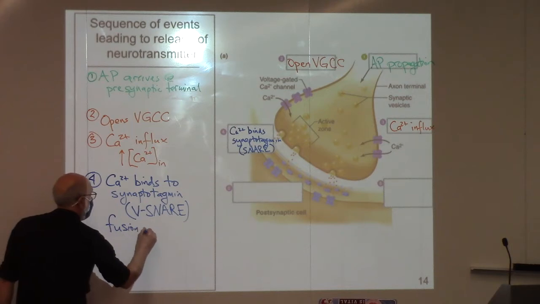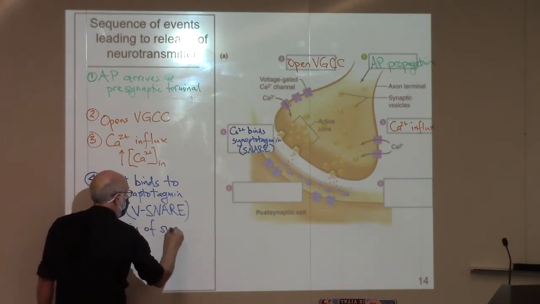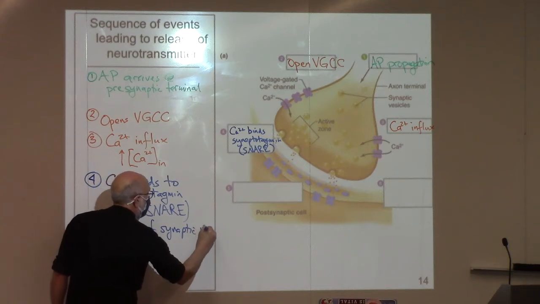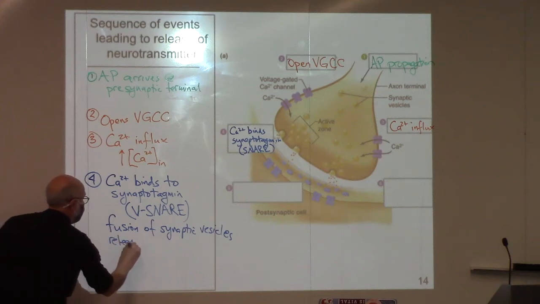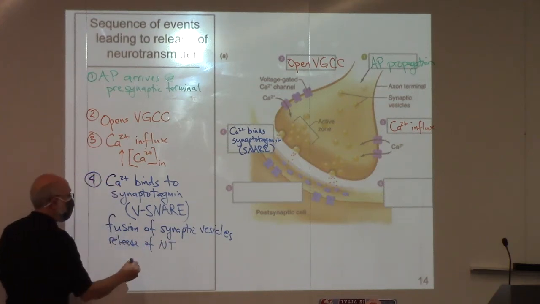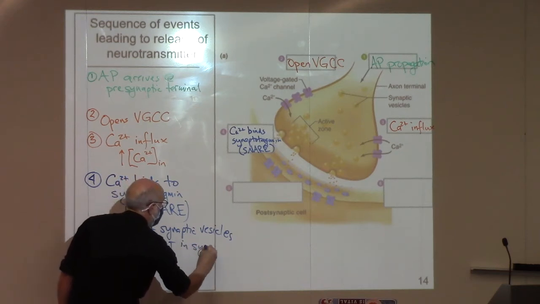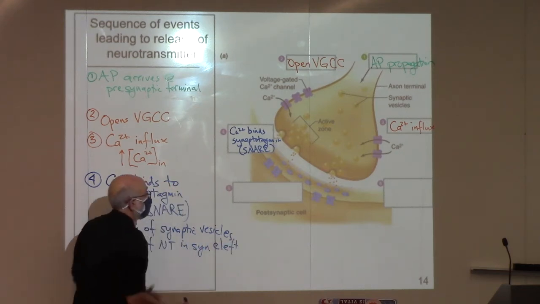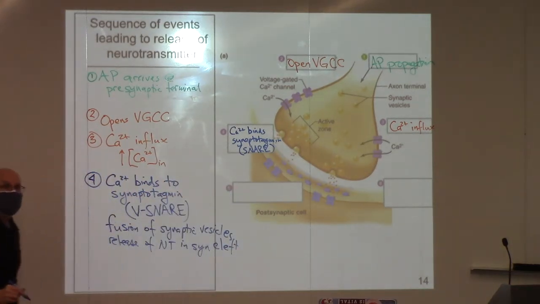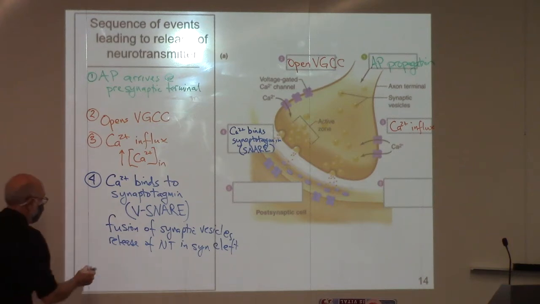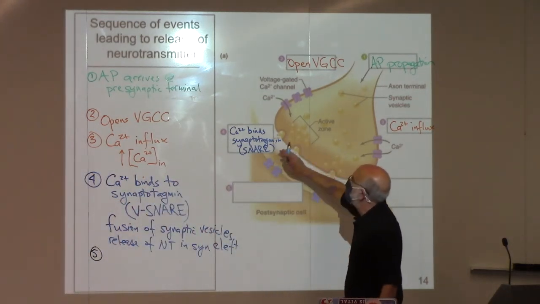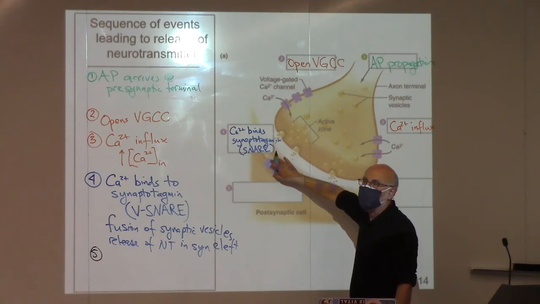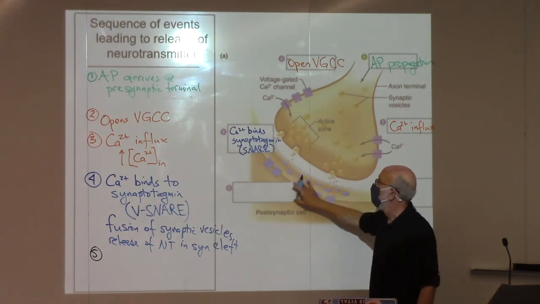Fusion of synaptic vesicles and release of neurotransmitters into the cleft, the synaptic cleft, the space between the presynaptic neuron and the postsynaptic neuron. Then what happens? So snare, binds, synaptotagmin, snare, fusion, vesicle release. Neurotransmitter release.